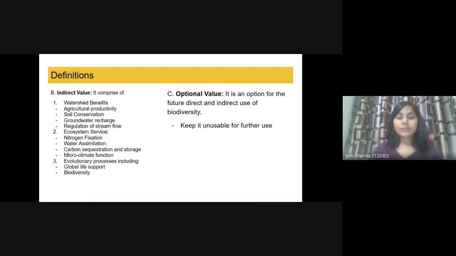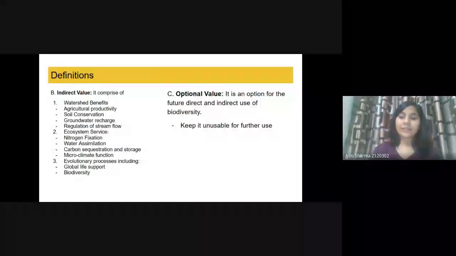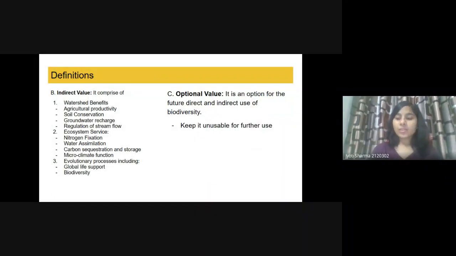Then the indirect use, for example, these forests are recharging your groundwater. If these forests are storing carbon and acting like a sink of carbon, such kind of uses come under the indirect values. Then the optional value is like you are just keeping it as an alternative. If something happens, then you can use it. So this kind of value will come under the optional value.